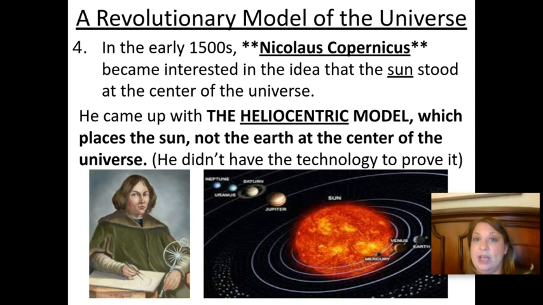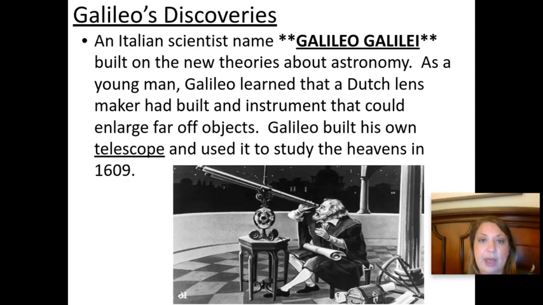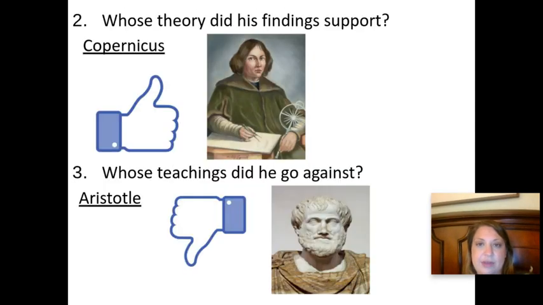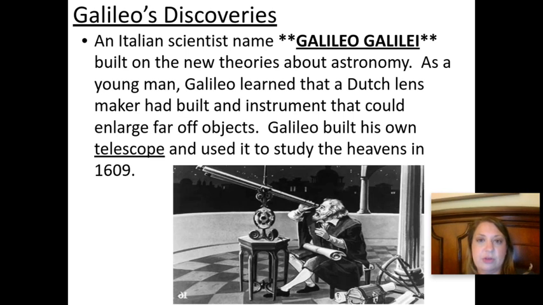So he suggested that the Earth was not the center of the universe and that the sun was the center of the universe, and this became known as the heliocentric model. Obviously, stating that the sun is the center of the universe, and not the earth, is going to go against what the church has always told people and supported.